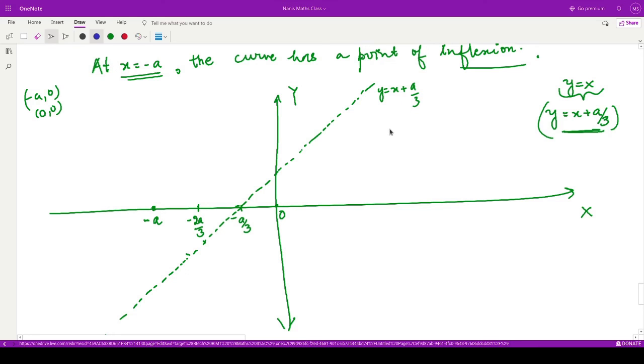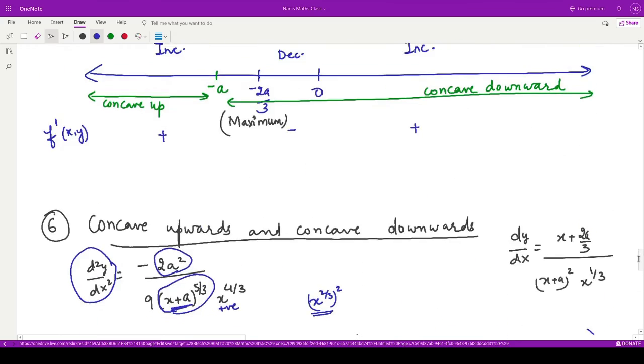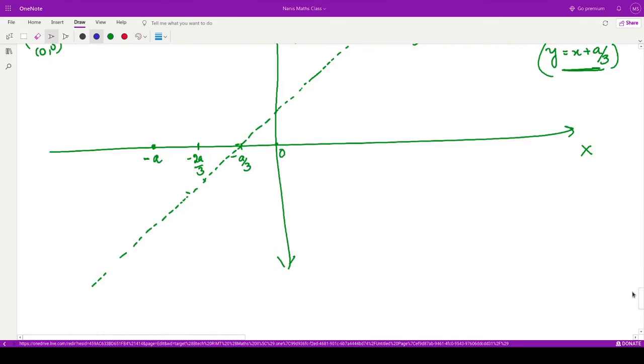Now we would have to make this curve. So remember that within the interval from minus infinity to minus 2a, our curve is strictly increasing, and then it is decreasing, and then it is increasing. So what would our curve be like? Moreover, it is passing through these 2 points, from minus a to 0. From minus a to 0, the nature of the curve is concave downwards. So it would be something like this.